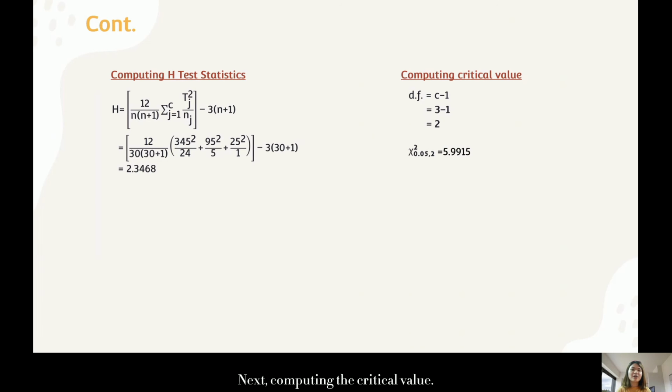Next, computing the critical value. Before calculating the critical value, we need to know the degrees of freedom. We can find the degrees of freedom by using C minus 1. So we use 3 minus 1 and we get the degrees of freedom is 2. Next, we can find the critical value by using Excel or chi-square table. Here we use Excel to find the critical value by using equals CHISQ.INV.RT 0.05, 2, and we finally get the critical value as 5.9915.